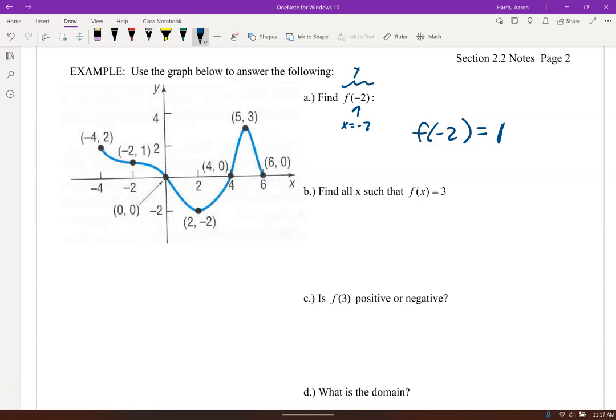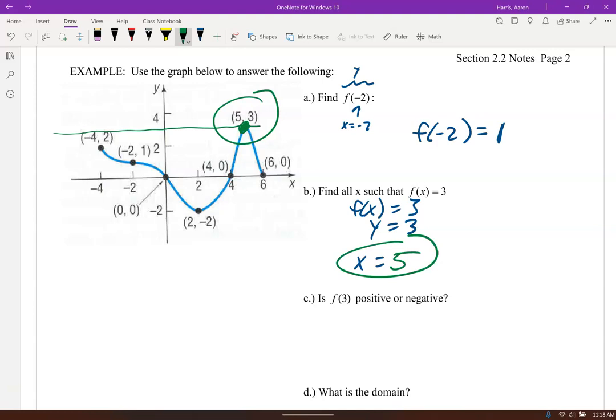What's the x such that f of x equals 3? In other words, when y is 3, what's the x value? When y is 3, what's that x value? So I'm looking at it, I say, well, here's my y value of 3. Oh, there's the point 5, 3. So x has got to be 5.